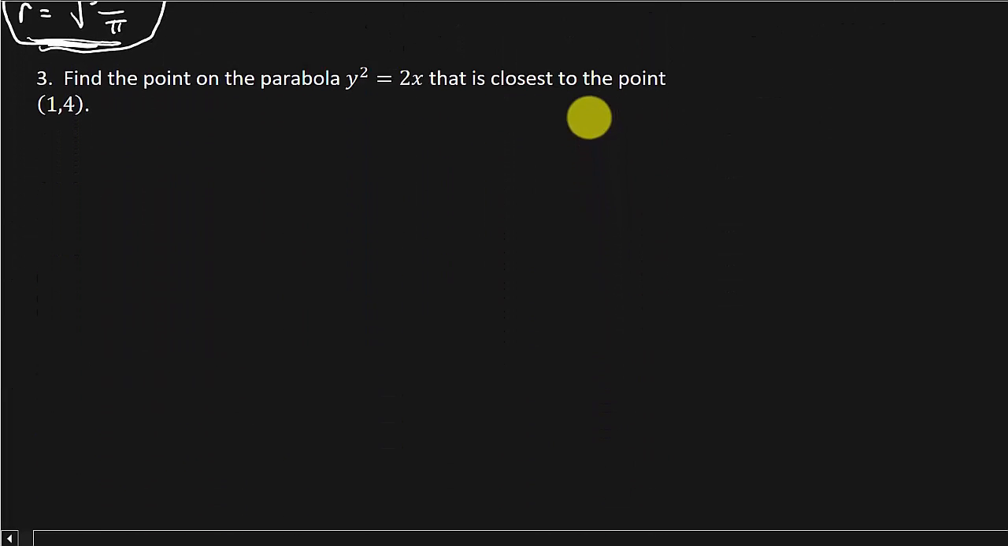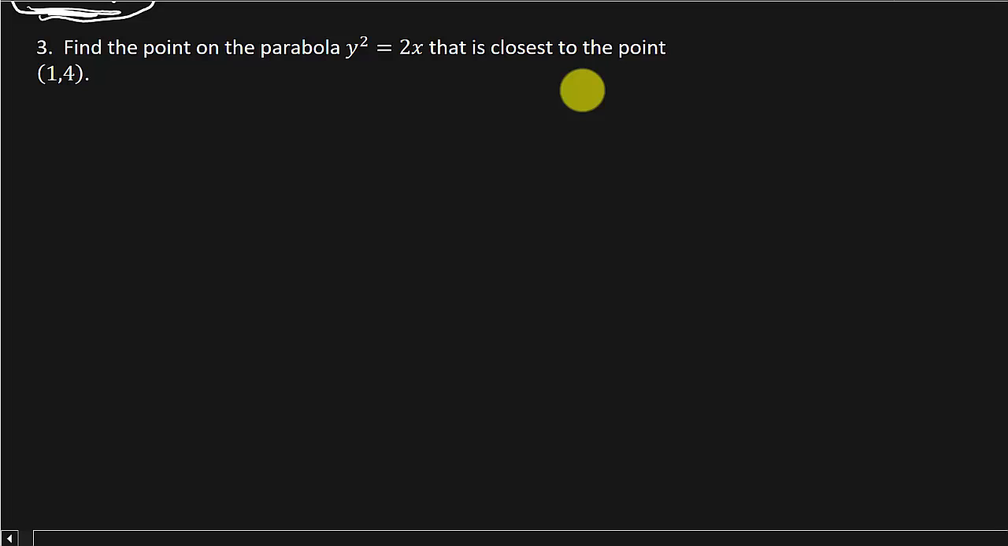All right, let's look at this one. It says, find the point on the parabola y squared equals 2x that is closest to the point 1, 4. All right, so let's see what we've got here.